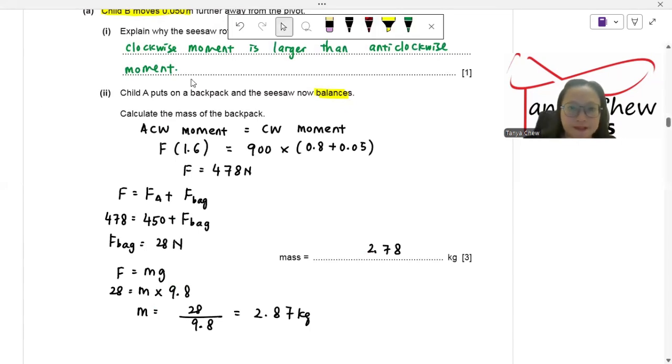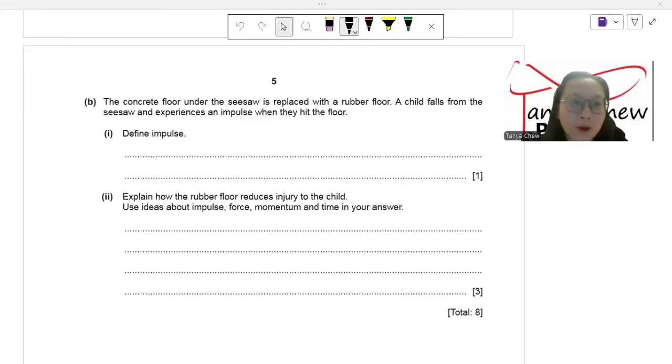That is the mass of the backpack. Part B, the concrete floor under the seesaw is replaced with a rubber floor. A child falls from the seesaw and experiences an impulse when they hit the floor.